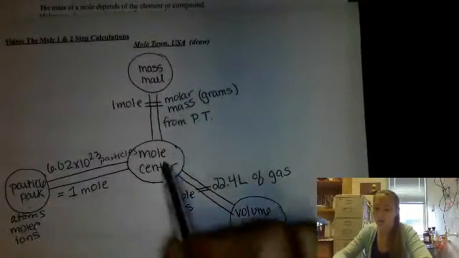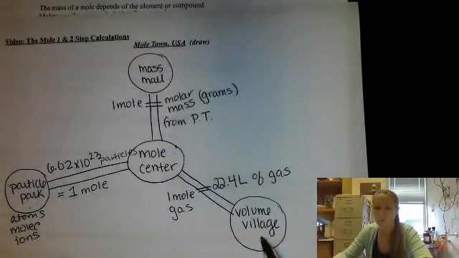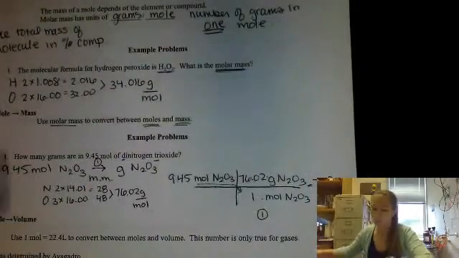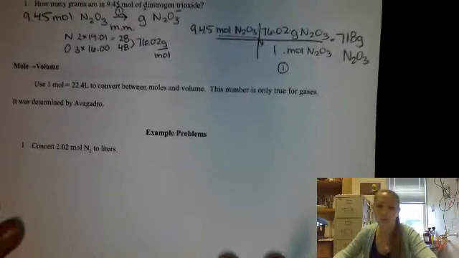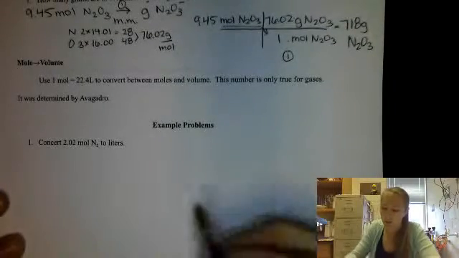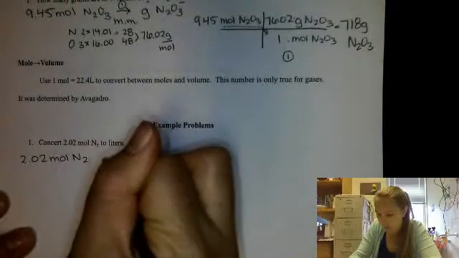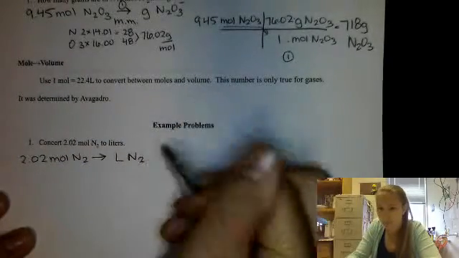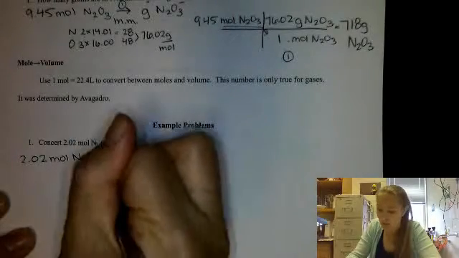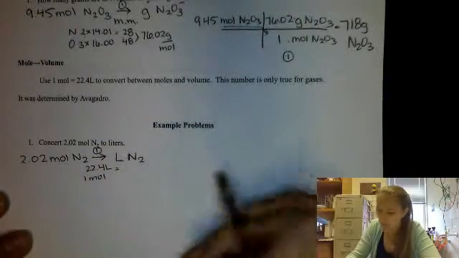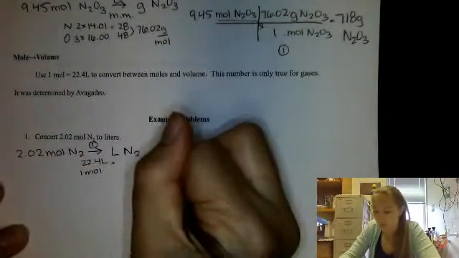Okay? So I've done moles to particles, moles to grams. I'm going to do moles to volume. My conversion, 22.4 liters in 1 mole. So like I said before, this is used for just gases and is determined by Avogadro. I'm going to follow my same steps. So 2.02 moles of N2 and I want to go to liters of N2. To get there, we said we just need one conversion factor, and that's my 22.4 liters is equal to 1 mole.